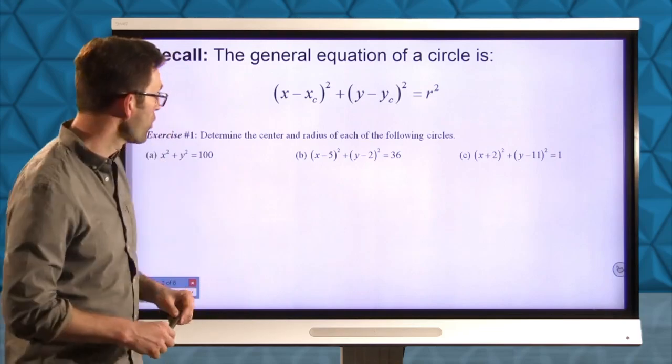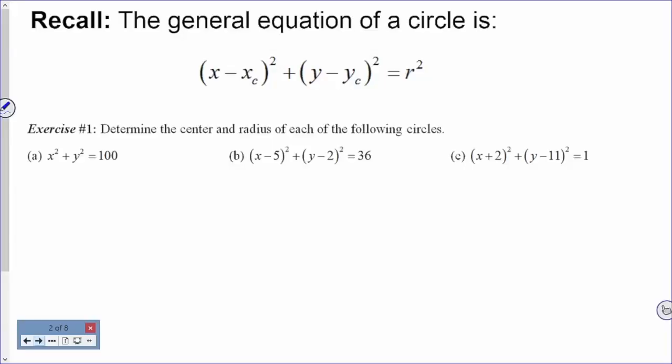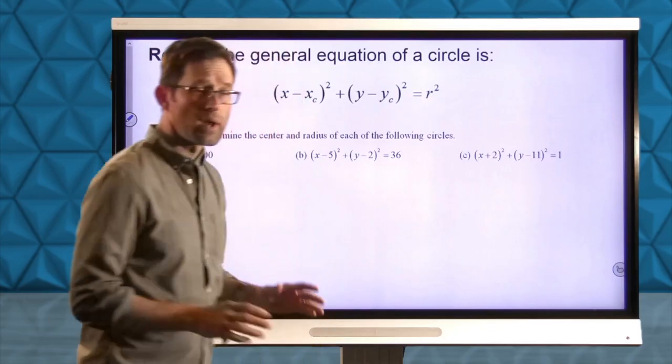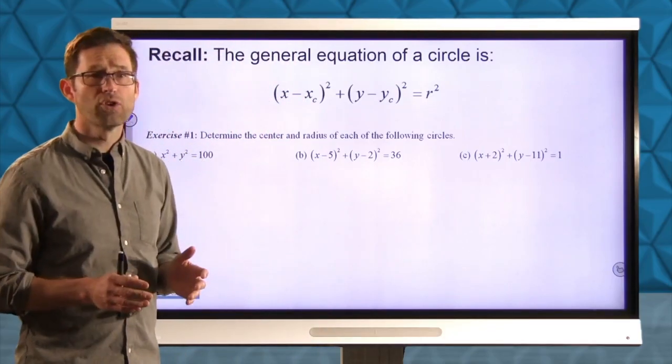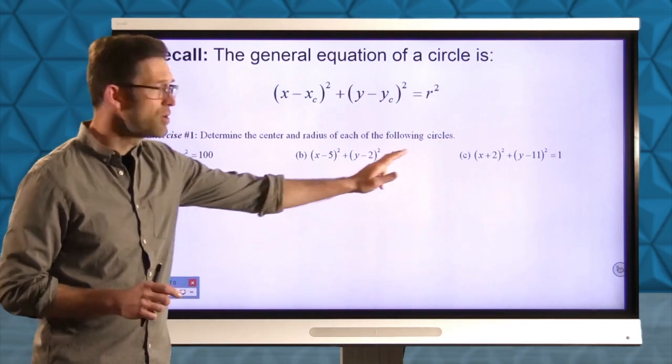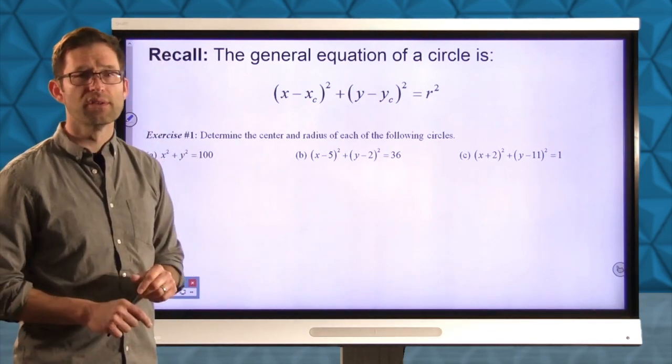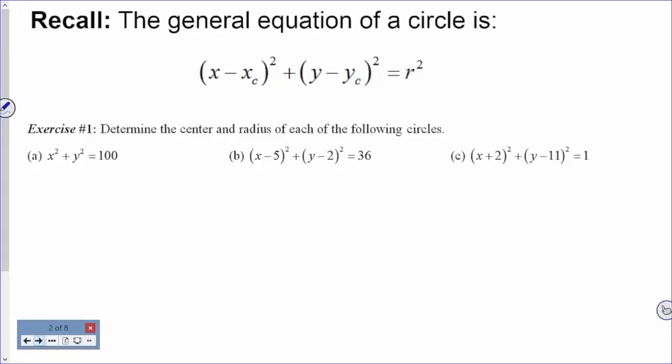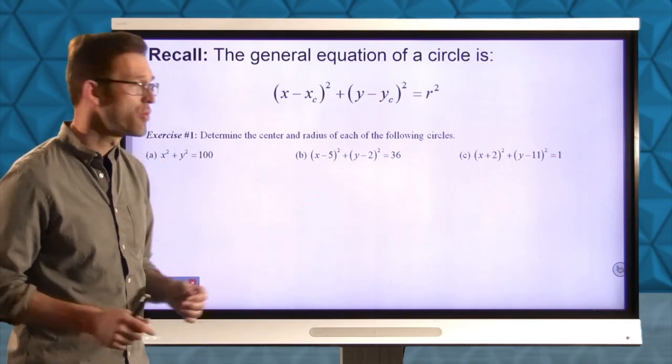In exercise number 1, it asks us to determine the center and the radius of each of the following circles. What I'd like you to do is see how prepared you are for this lesson by pausing the video and telling me what the center and the radius of each one of these circles is. All right, let's go through them.